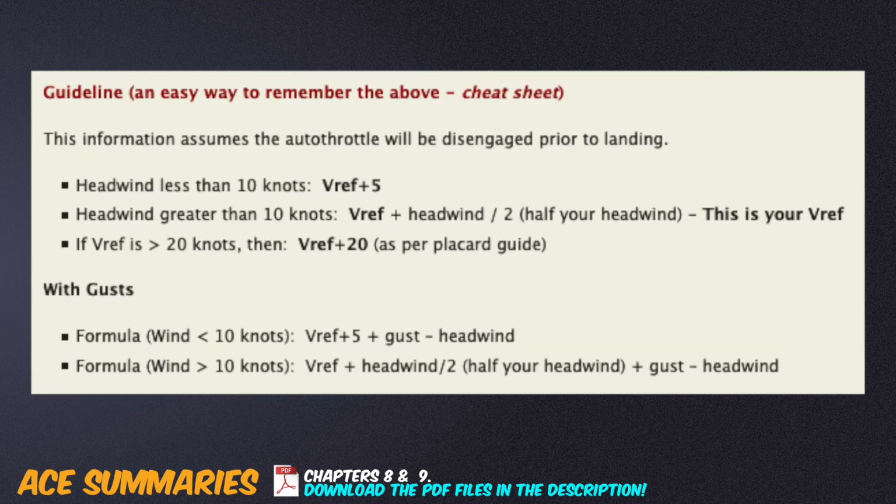The following image explains VREF corrections to be applied depending on the wind or gusts present. For example, if your normal approach speed is 120 knots and a headwind component of 20 knots gusting 28 knots, 120 plus 10 plus 8 gives you a 138 knot approach speed. Autothrottle is generally used rather than mental calculations. It is in the control display unit.